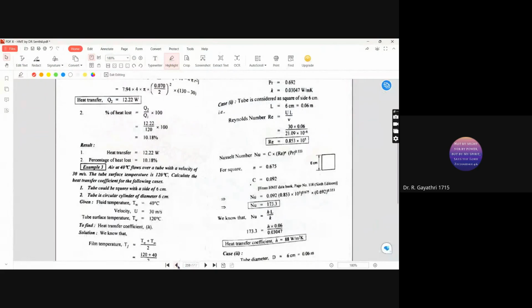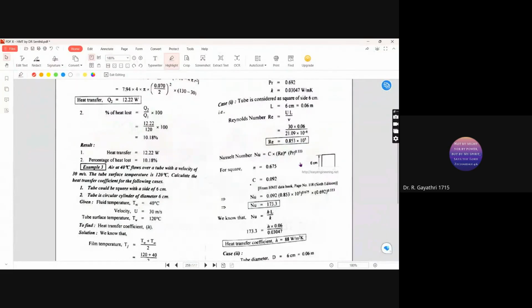This is the sphere. Example 2 is the sphere. Example 3 has a square tube of side 6 centimeter and a circular cylinder tube of diameter 6 centimeter. We can see two categories. In the first step, we need to find the film temperature. We can fix the properties. We look into case 1, in which the tube is assumed as square. The square side is 6 centimeter, so we can use this value as length. So we can find the Reynolds number.